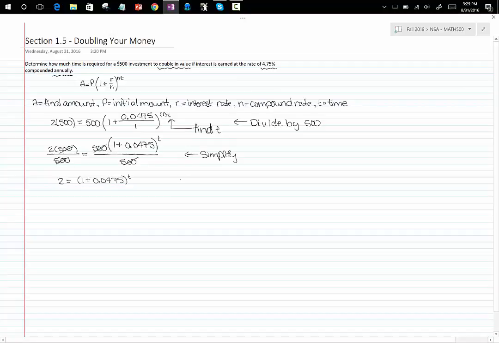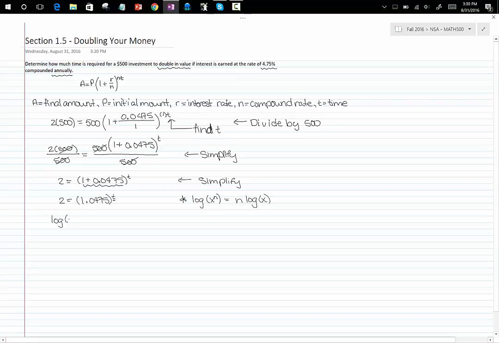We can further simplify by saying that this here in the parentheses is, 2 equal to 1.0475 to the t-th power. Now, in order to get this t out of the exponent position, we need to take the log of both sides. Because remember, the log of x to the n-th power is equal to n times the log of x. So we're going to log both sides.